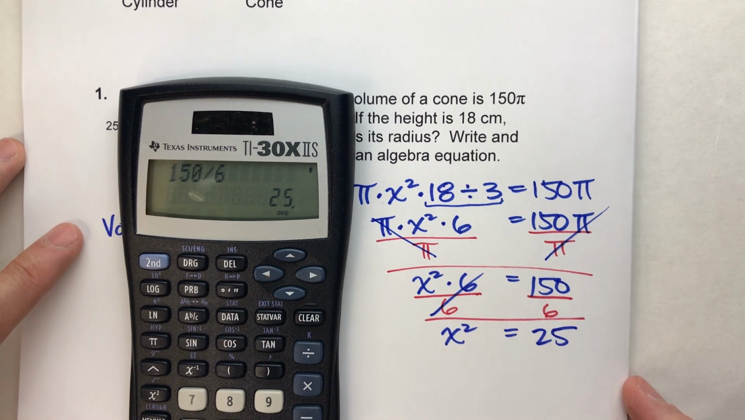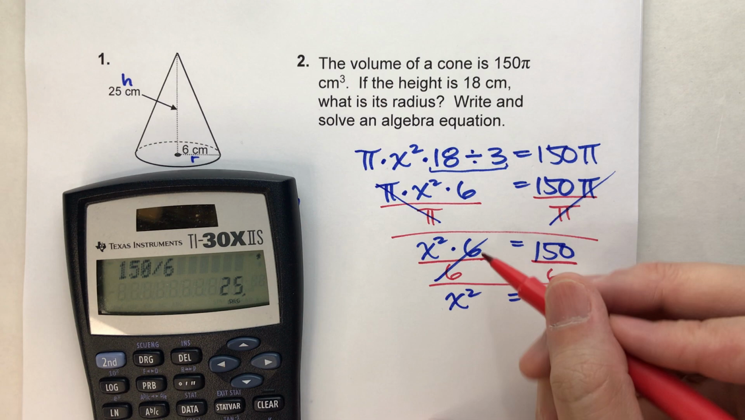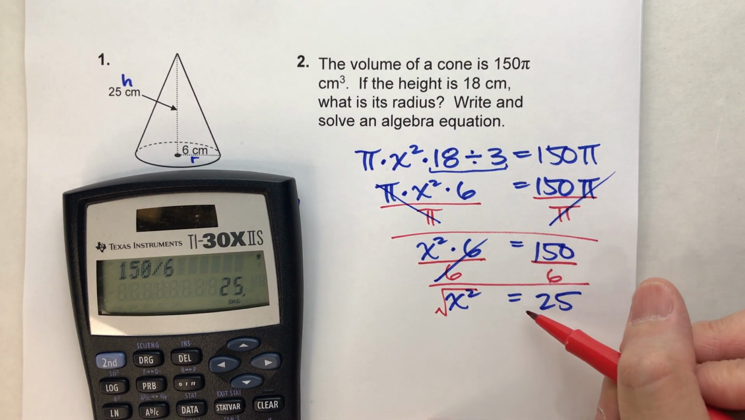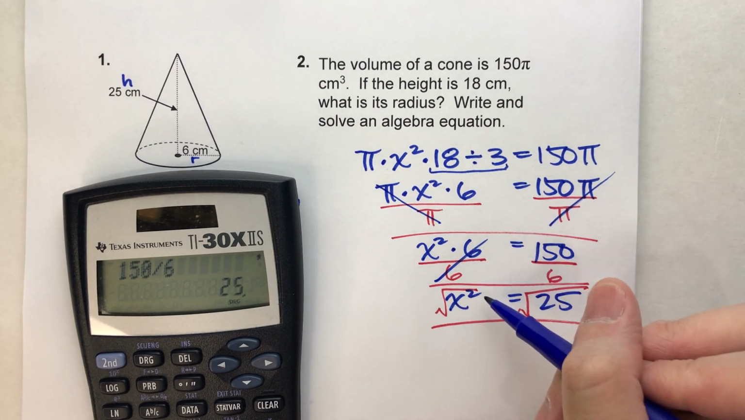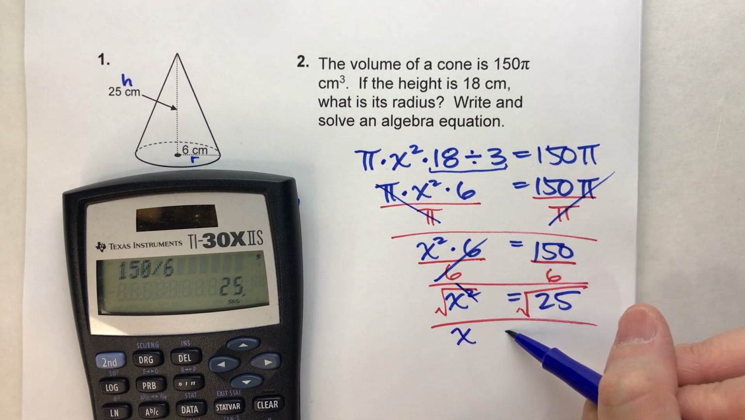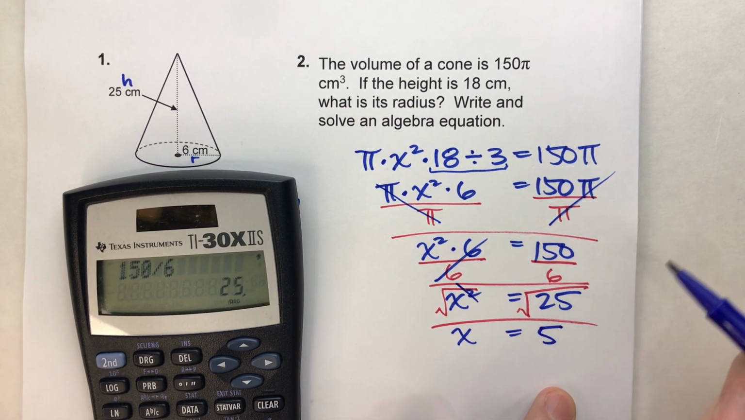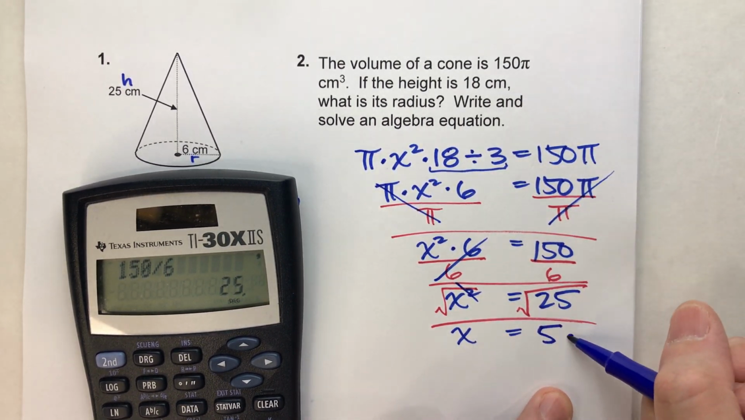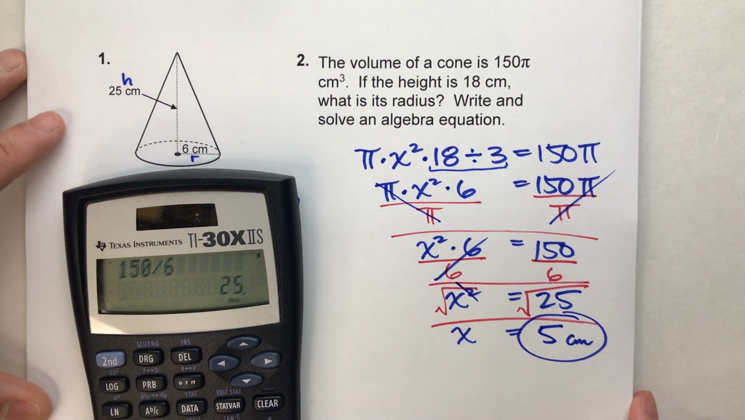All right, we're almost done. We've got x squared equals something. We still need x. So to undo x squared, I'm going to square root both sides. And when I do that, squaring and square rooting undo each other. X equals, the square root of 25 is 5. And the units are centimeters. So the radius must be 5 centimeters.